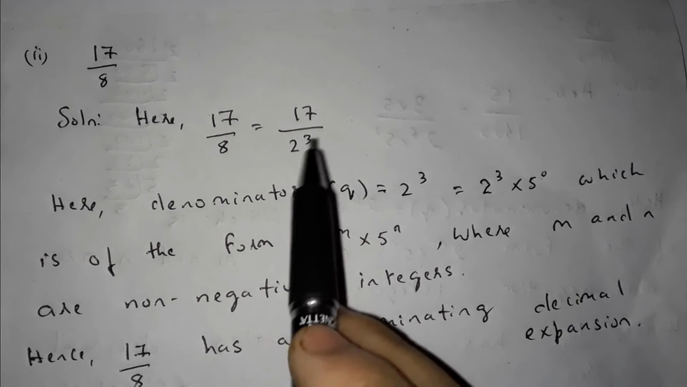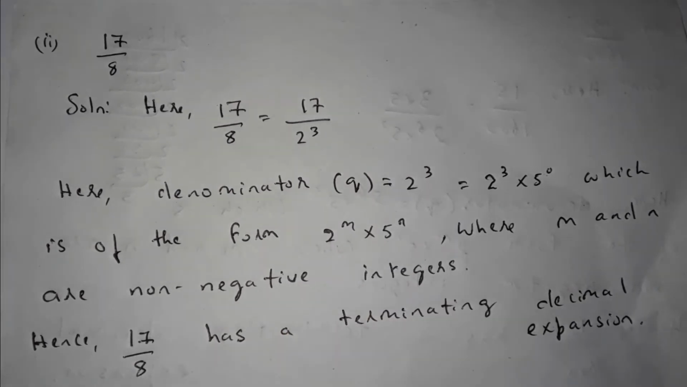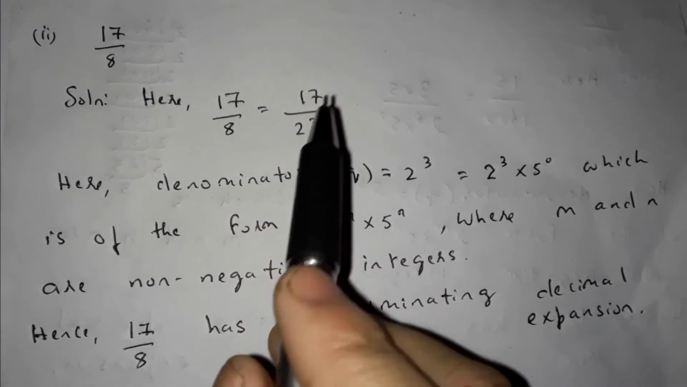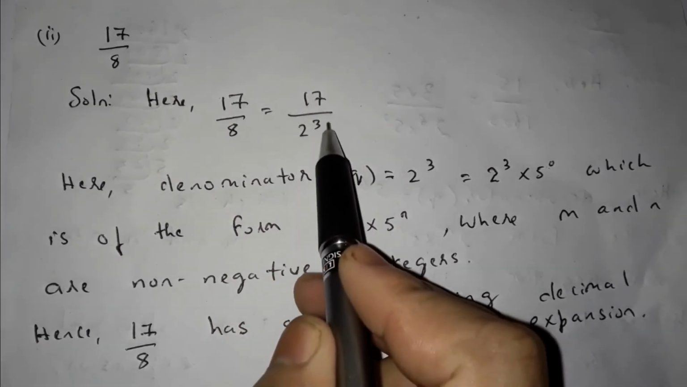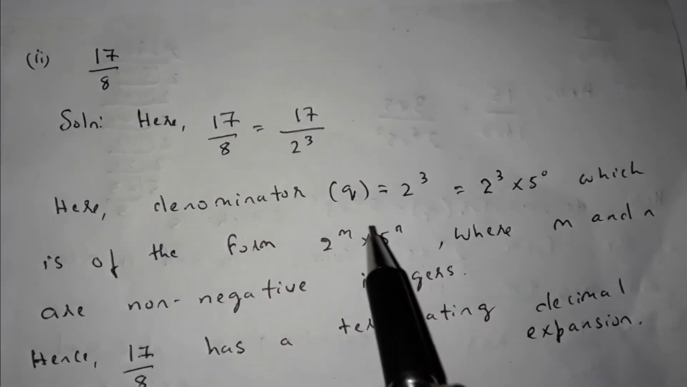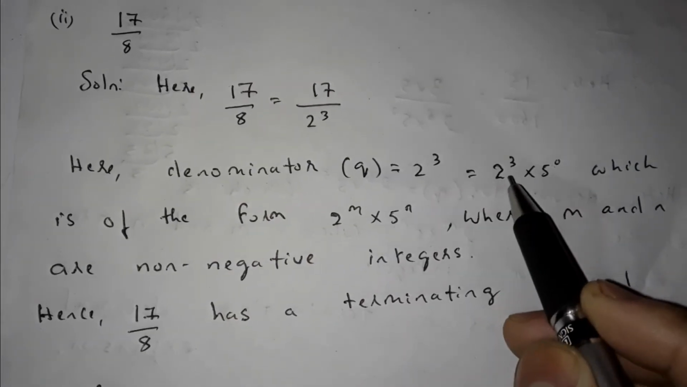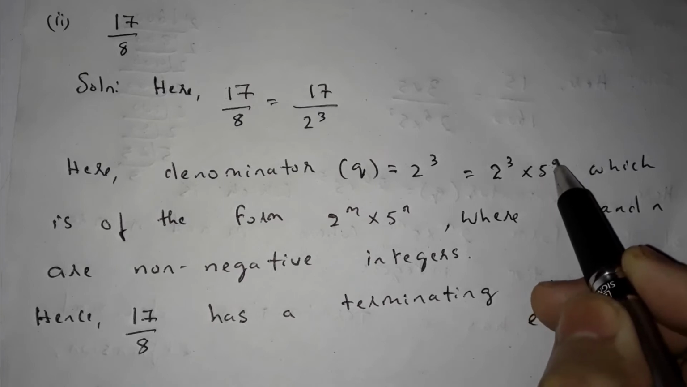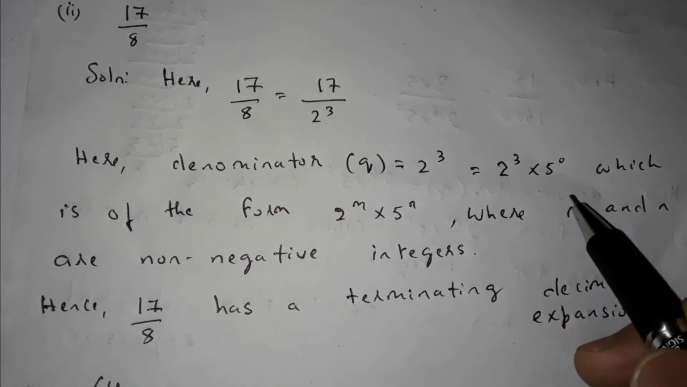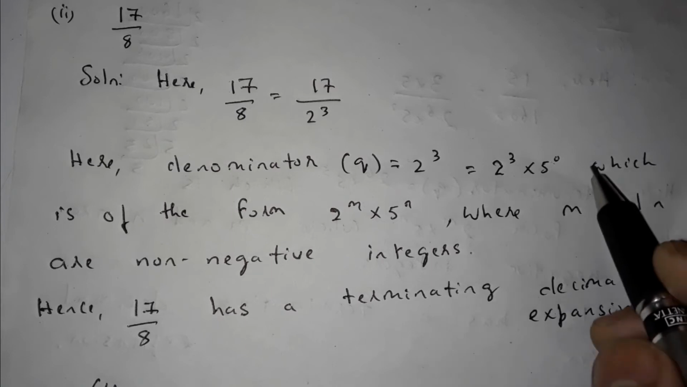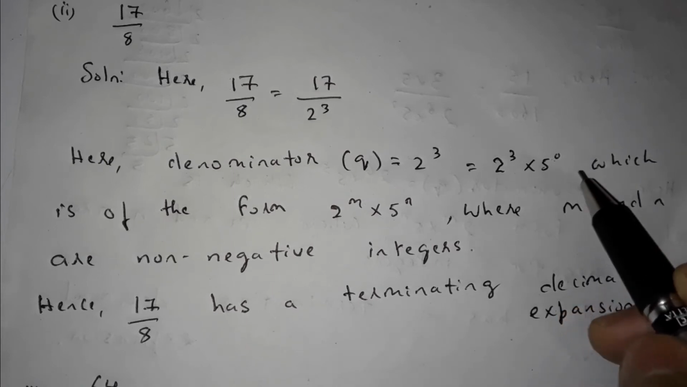Okay. When you consider whether it is terminating decimal or not, you consider only the denominator. Okay, the numerator can be any number, it doesn't matter. You consider only the denominator. So q equal 2 cube. Okay, so equal 2 cube, there's no 5, so you write here 5 to the power 0, which means 1. 5 to the power 0 means 1. Anything to the power 0 is 1.